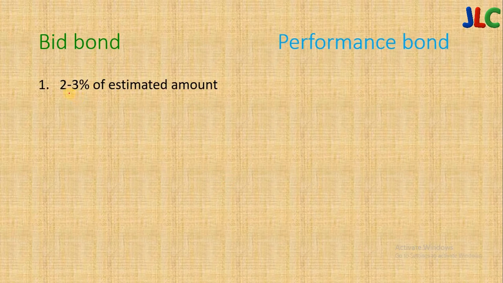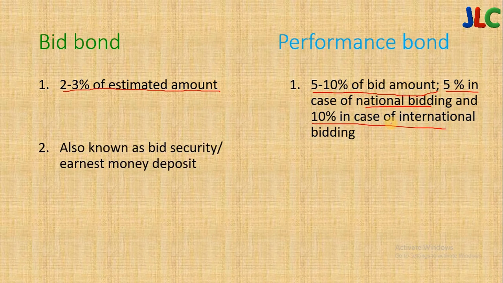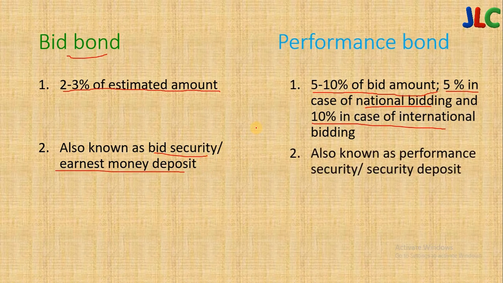Bid bond is generally taken as 2 to 3% of the estimated amount as per the PPR, Public Procurement Regulation and Public Procurement Act. Now performance bond is generally taken as 5 to 10% of the bid amount, where 5% in case of national bidding and 10% in case of international bidding. Bid bond is also known as bid security, earnest money deposit, and performance bond is known as performance security or performance deposit.